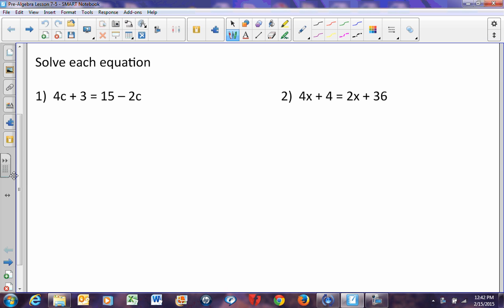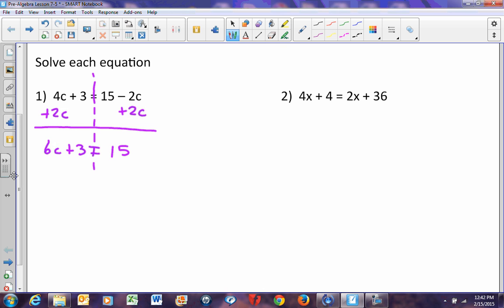4c plus 3 equals 15 minus 2c. To solve this, we simply need to make sure that all the variables are on one side and all the numbers are on the other. Remember, the dividing line for your equation is your equal sign. I have a tendency to like all my variables on the left-hand side, just because I like it that way. So to do that, I'm going to add 2c to this side, which means I need to add 2c to the left side. I now have 6c plus 3 equals 15.